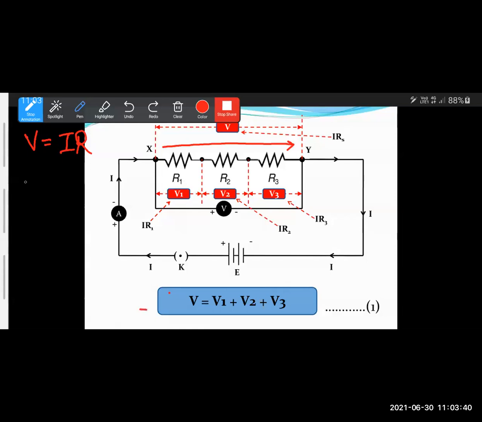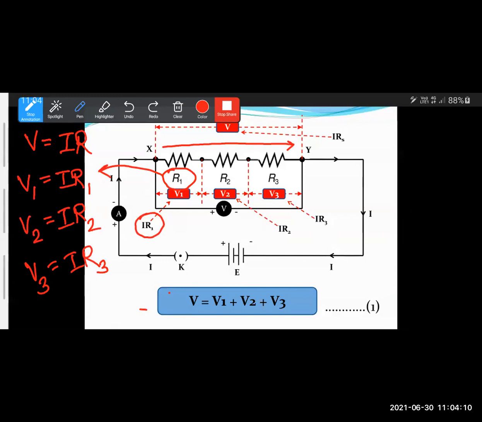Okay, but the voltage V1 will be equal to I into R1. Then voltage V2 will be equal to I into R2, and voltage V3 will be equal to I into R3. Now, what have we done here? We have applied Ohm's law across the three resistors. When we apply Ohm's law for resistor R1, we get the first equation, V1 equals IR1. Then for resistor R2, we get V2 equals IR2. Then across resistance R3, we get V3 equals IR3. As you can see, I have written these equations over here.